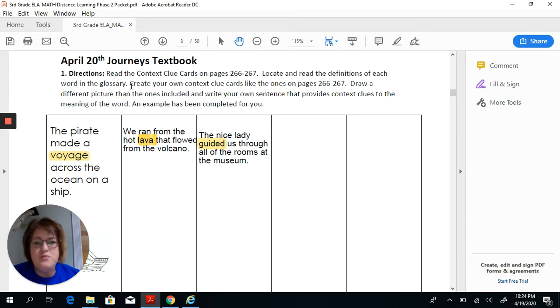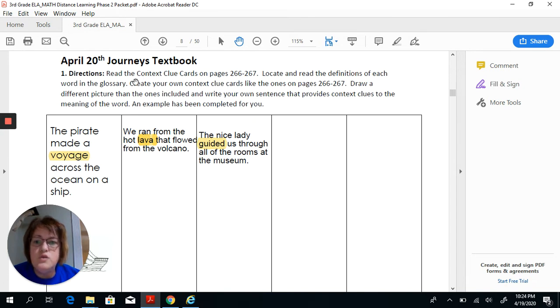Now, I did not do this, boys and girls, but you can definitely take the time to find these words again in the glossary. Read the definitions of these words, even though you should have been able to use context clues to figure out the meanings of most of these words yourself. But just for another exposure, you can read the definitions in the glossary. And also, they give you that word used again in another sentence. So that can help you on this activity as well.